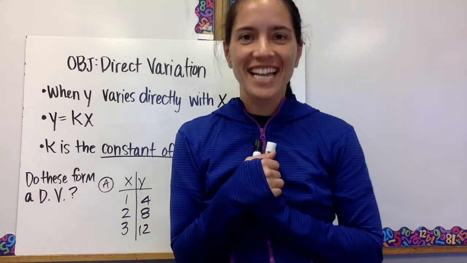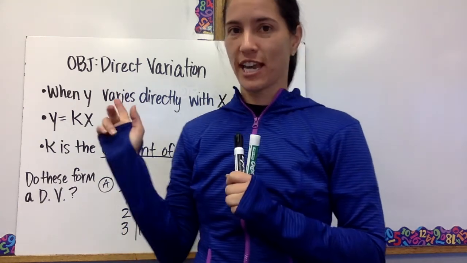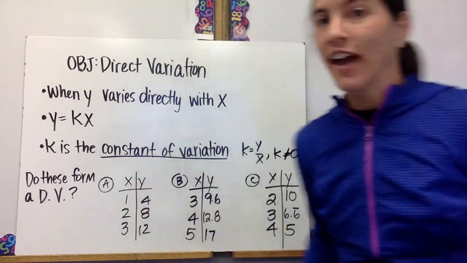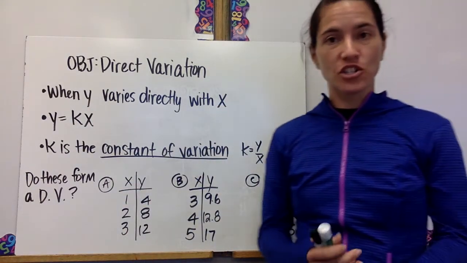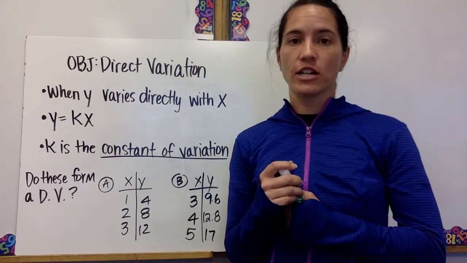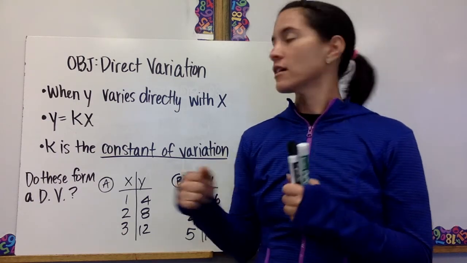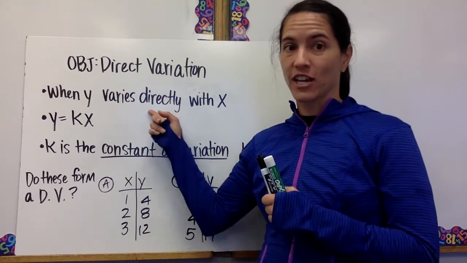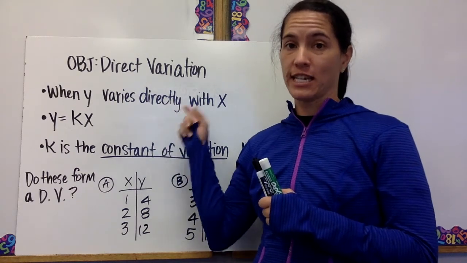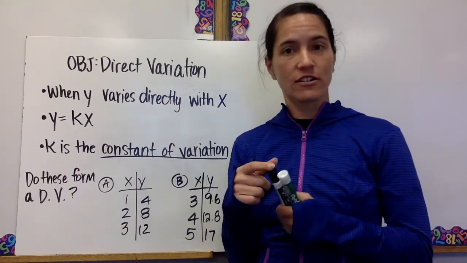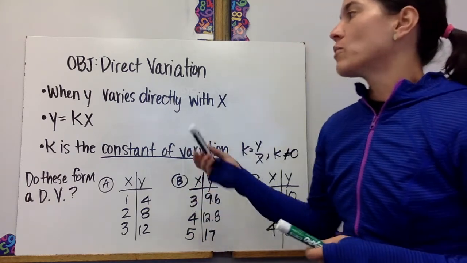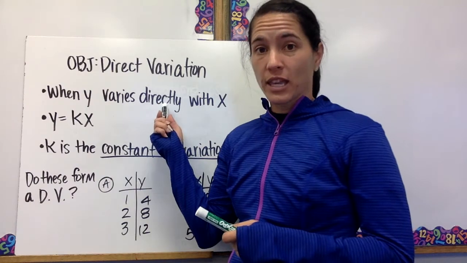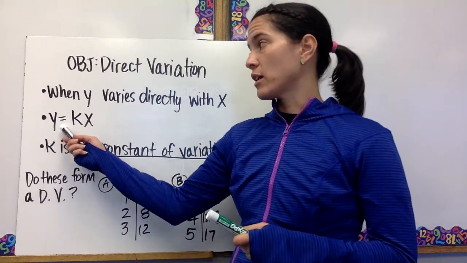Hey y'all. Today's objective is direct variation, and you should have your outline with you. A direct variation is a relationship when y varies directly with x. There is such a thing as an indirect variation, but we don't cover that in 8th grade. When y varies directly with x, the equation can be written y equals kx.